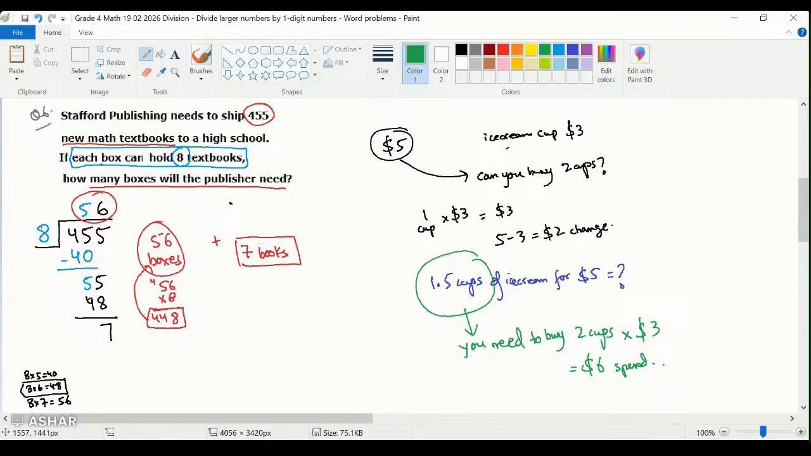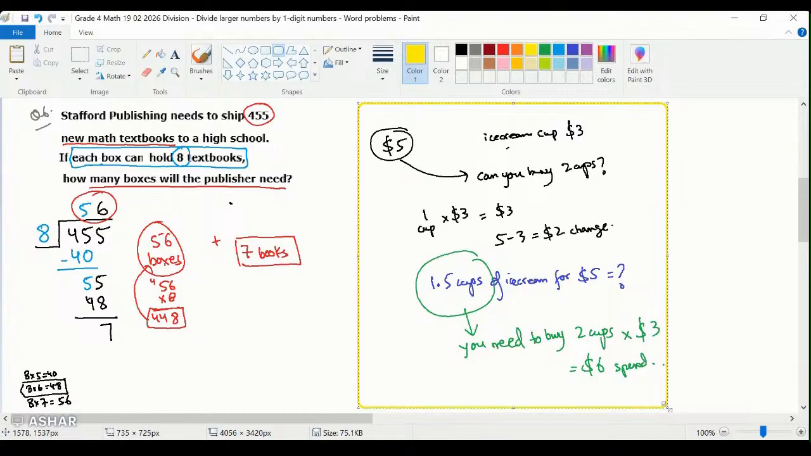Okay. Now I'll explain the previous question, okay? Even if we wanted to consume half a cup, we had to pay the entire money, right? Similarly, over here, 56 boxes could hold 448 books, right? But these 7 books also need to be shipped, right? These 7 books have to be shipped also, right?